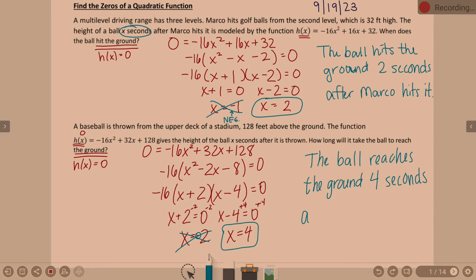Always be able to label your answers, folks. I'm not saying you necessarily have to write out the explanation that I wrote out, but can you at least label it? Get the 4 seconds on there.